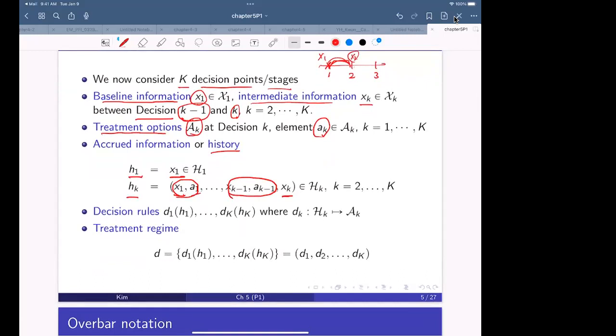So then decision rule refers to a function of history. Basically, a decision rule is a function of history, but it maps to A. This is the set of possible histories, and this is the set of the options, so that is a decision. And then the treatment regime is basically a vector, a sequence of rules over time based on the history.